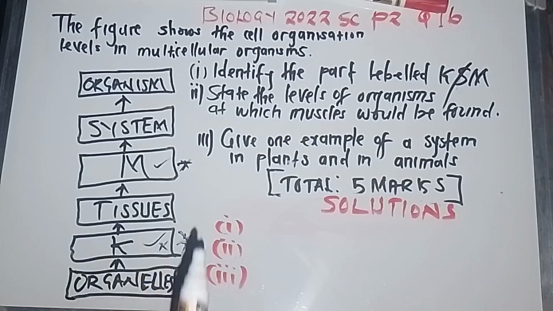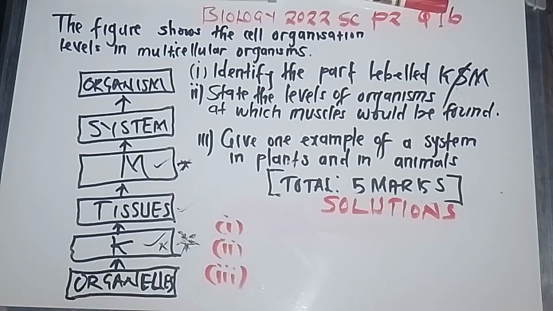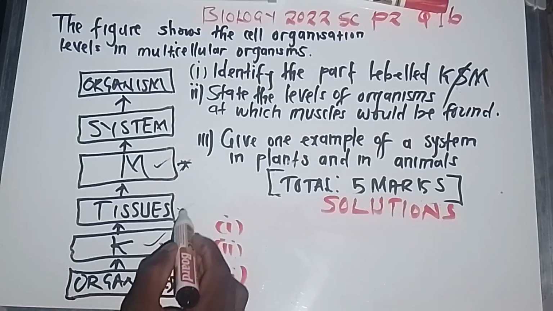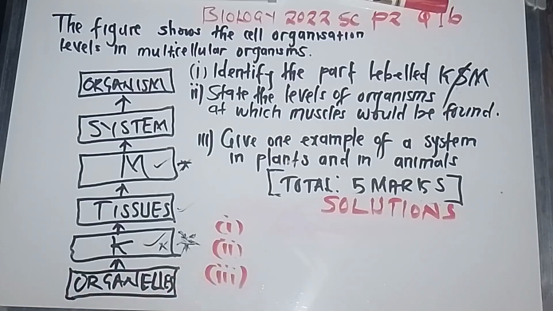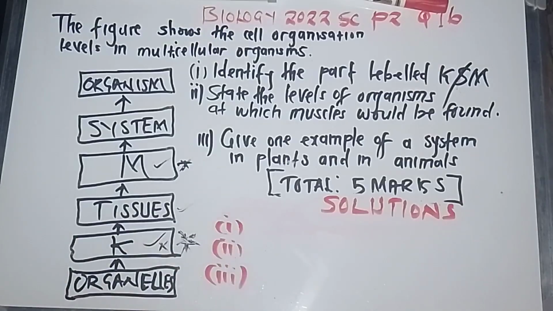And then after this level has been organized, after the things found at this K have organized themselves, they make up what is known as tissues. So tissues are the products of what? Of K, which we do not know yet, because that is what we have been told to identify. Now again, after tissues have gathered together, they make up what is known as M. I hope you are able to understand what I'm talking about.